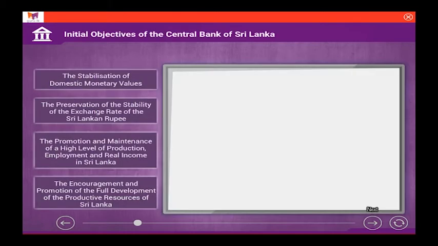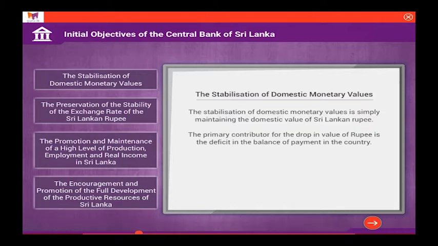At the time the Central Bank of Sri Lanka was established, the initial objectives were set up based on the Monetary Law Act No. 58 of 1949, which was in force at that time. Now let's take a look at those objectives. You can click on each of the objectives displayed on the screen to get details of each of the items. The stabilization of domestic monetary values is simply maintaining the domestic value of the Sri Lankan rupee.